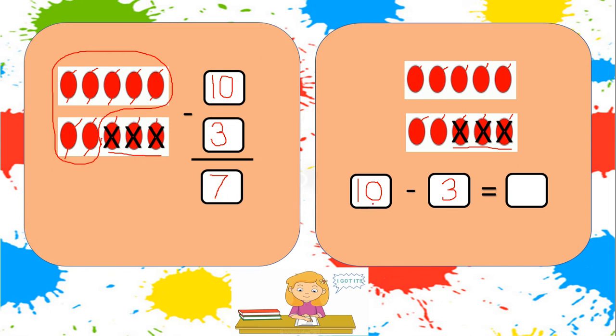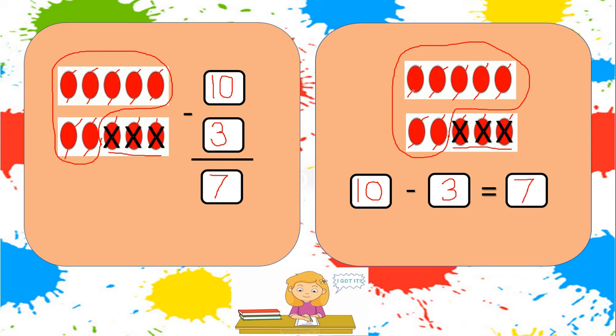Okay, so we have here 10 minus 3. And this time we are going to count how many balls are left without X. Okay, so we have 1, 2, 3, 4, 5, 6, 7. Okay, 7. So we have here 7.